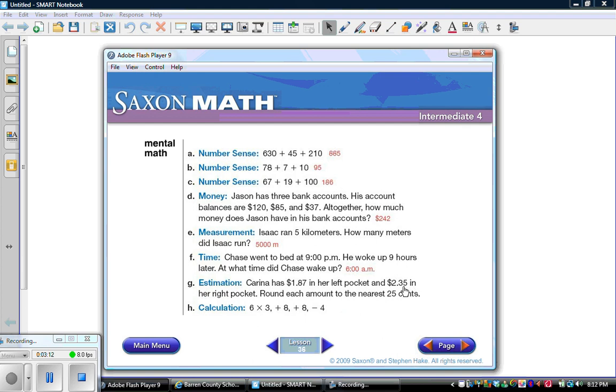And what about this one? This one's a little bit easier. It's closer to $2.25.